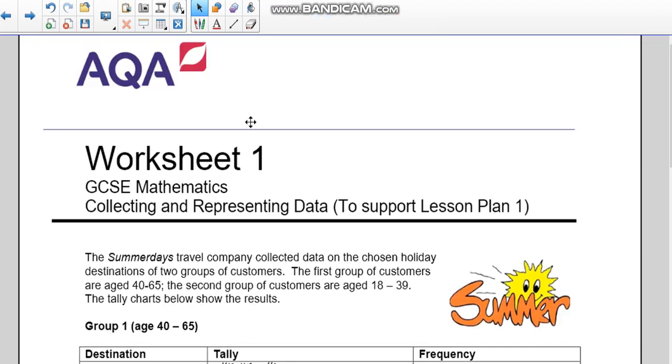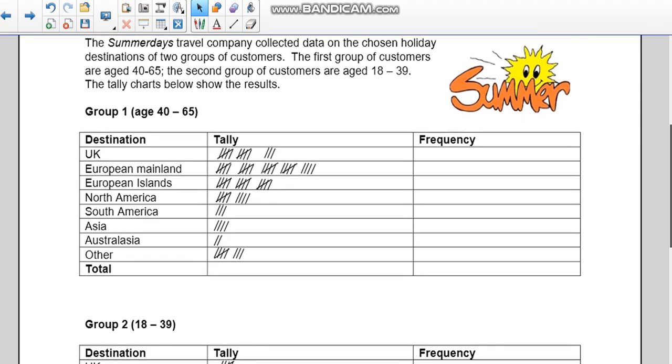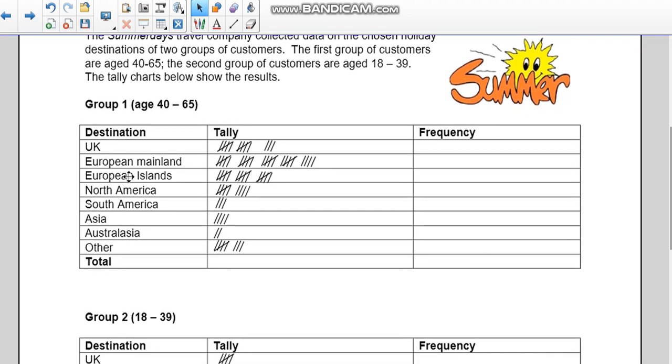So again, this worksheet will be added to show my homework, or you can copy it down. So the first thing you need to do is to complete the frequency here from the tally, and you've got 2 charts to do that on. So let's have a look at what these charts are about.